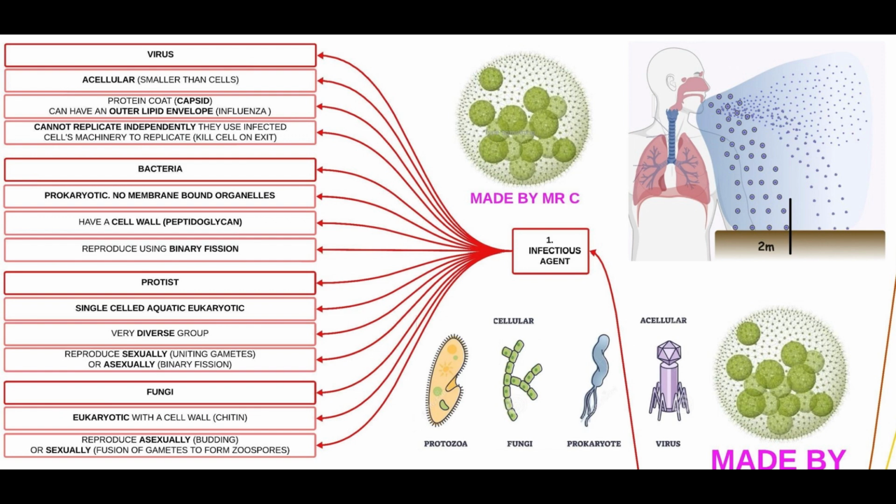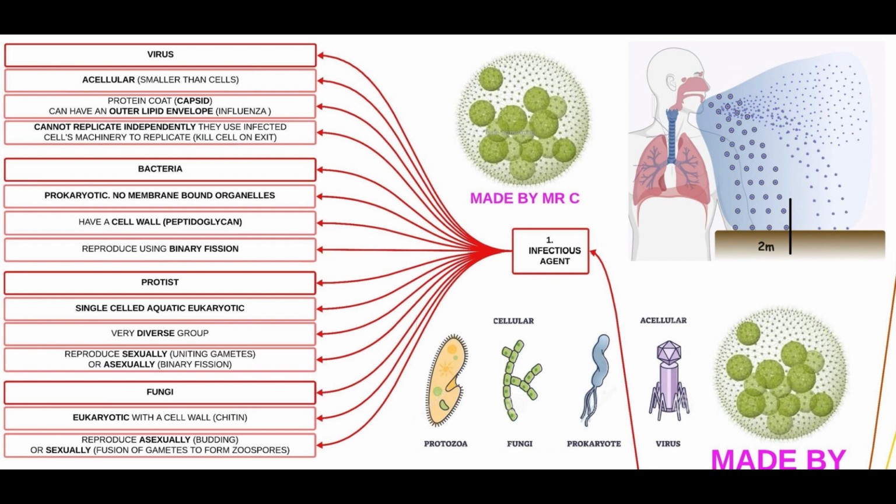Next is protists. They are single-celled aquatic eukaryotic organisms. They are very diverse, almost like the junk drawer of classification. Anything that doesn't fit into the others gets put into being a protist. They reproduce sexually using gametes or asexually using binary fission.